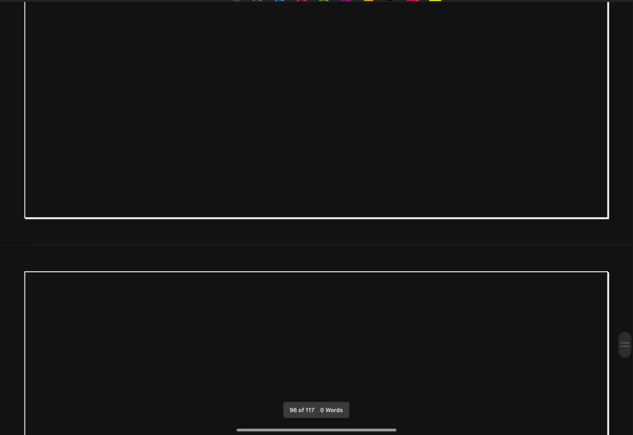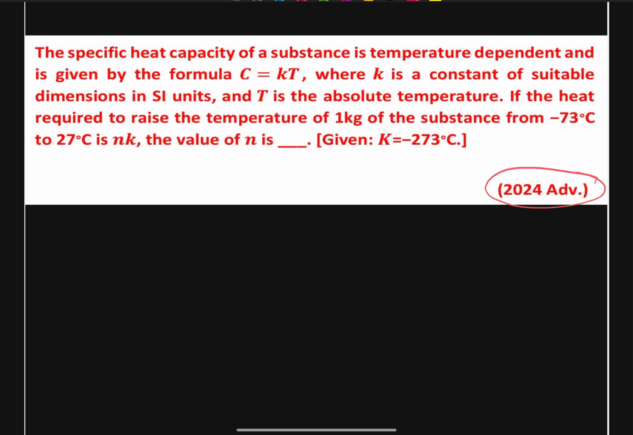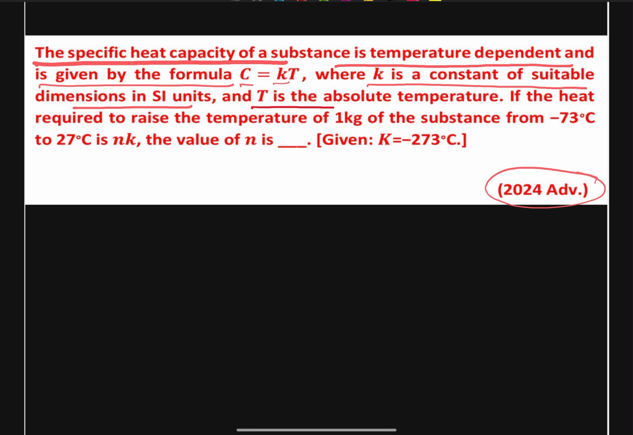This was asked in the 2024 Advanced. Previous questions which we did, 18 questions, were all from the Mains. And it states that the specific heat of a substance is temperature dependent and is given by the formula C is equal to K times T, where K is a constant of a suitable dimension in SI units and T is the absolute temperature. If the heat required to raise the temperature of 1 kg of substance from minus 73 degrees centigrade to 27 degrees centigrade is N times K, then the value of N is.